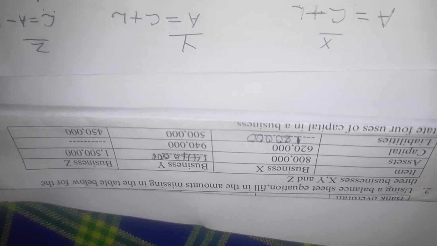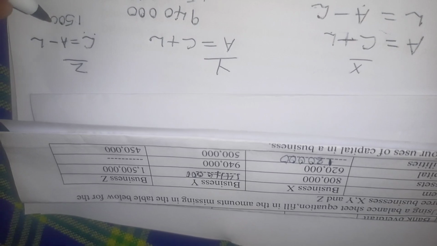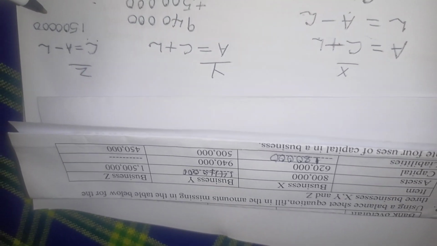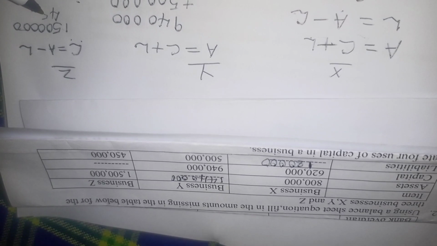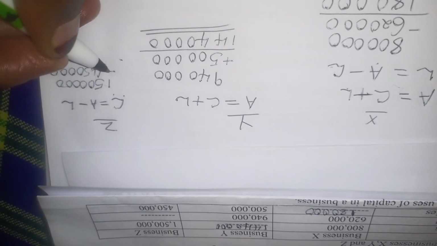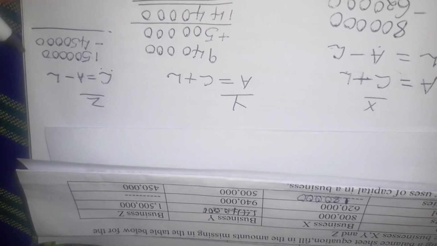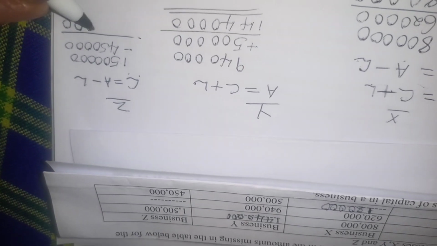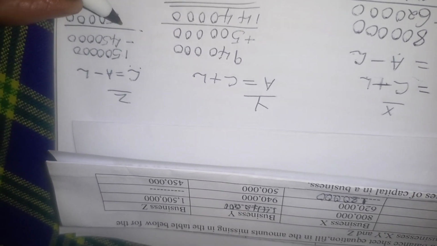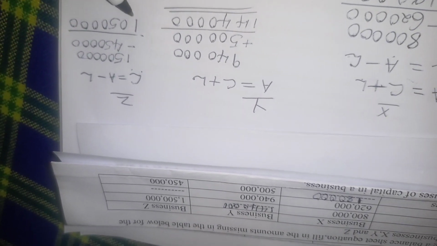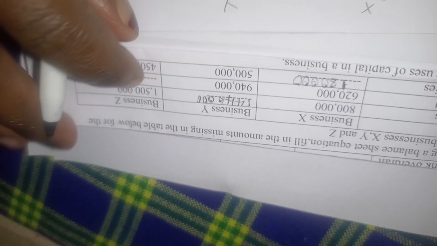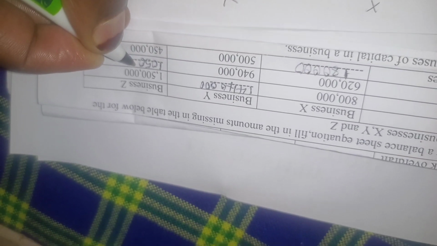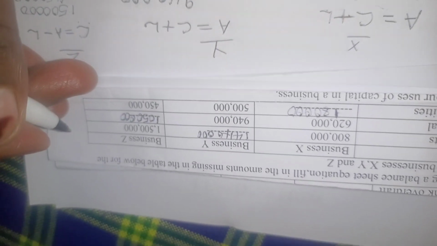So this business has assets amounting to 1,500,000, 1.5M, and liabilities amounting to 450,000. So we subtract to get the difference. The difference we are getting is 0, 0, 0, 10 minus 5 is 5, 4 minus 4 is 0, and 1. And that is 1,050,000. And you're done with that question.